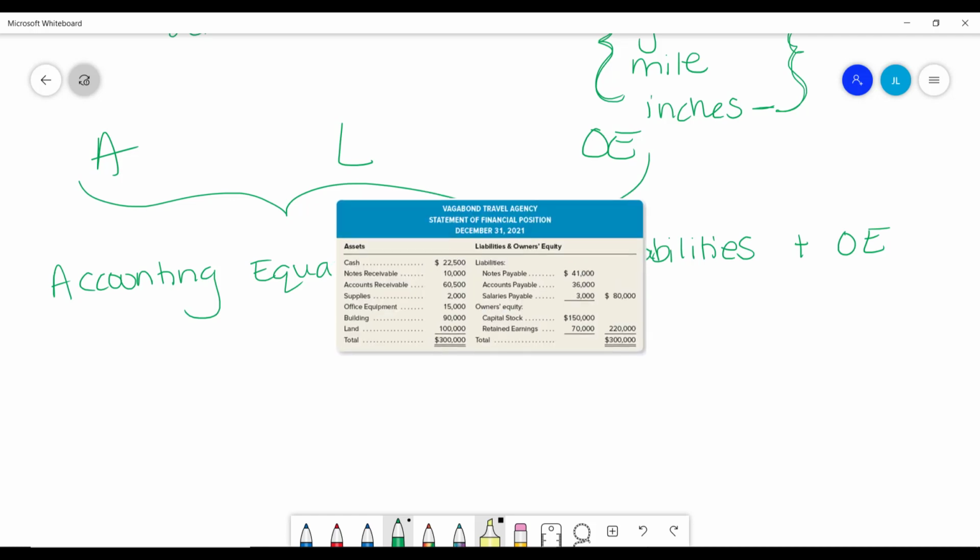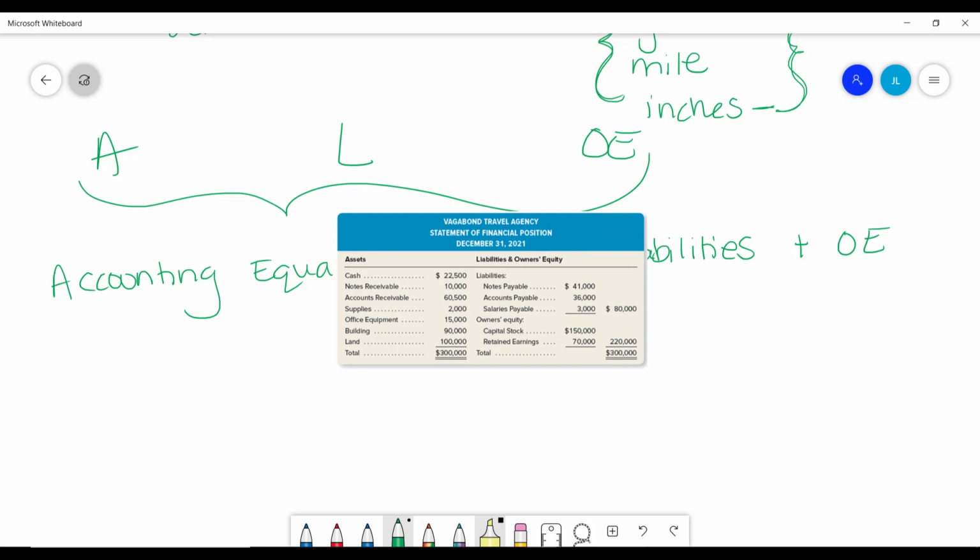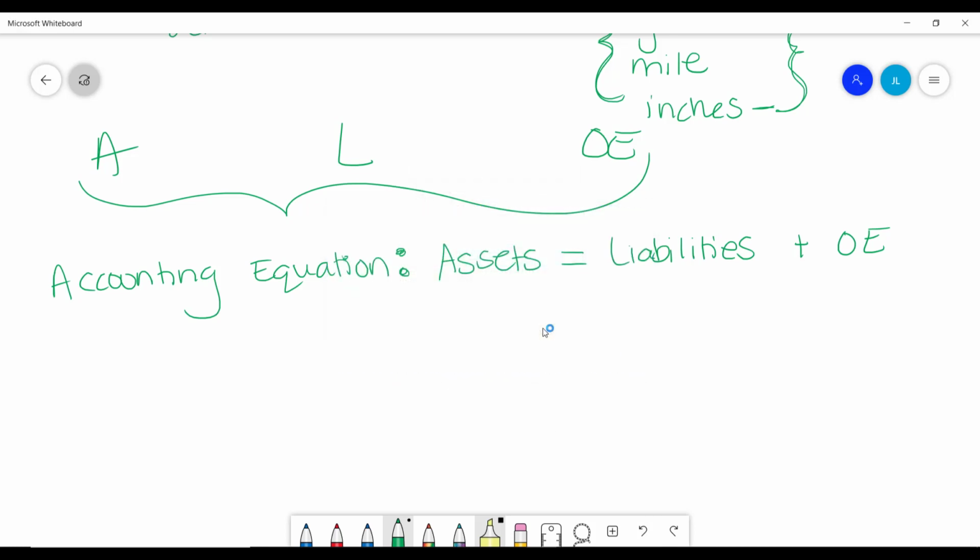Okay? If you don't believe me, I'll paste that balance sheet back in here. You see here that the total assets of $300,000 is equal to the liabilities and owner's equity total of $300,000 as well. Liabilities of $80,000 and owner's equity of $220,000 gives me $300,000. Okay? And we'll jump into that equation a little bit deeper when we go over some example transactions in another video.